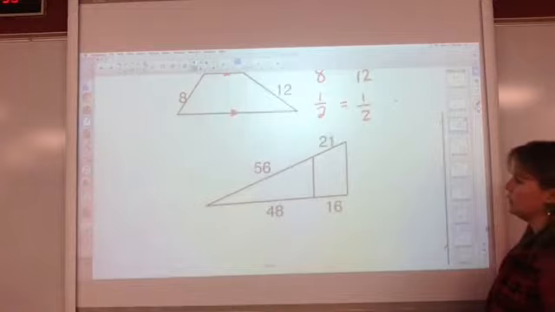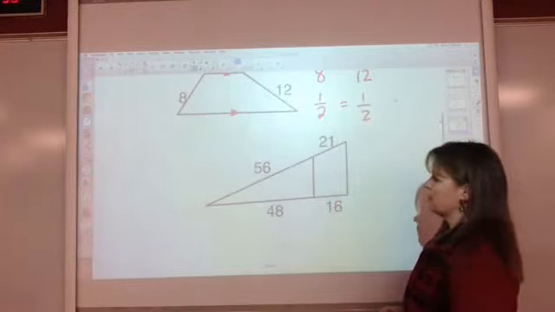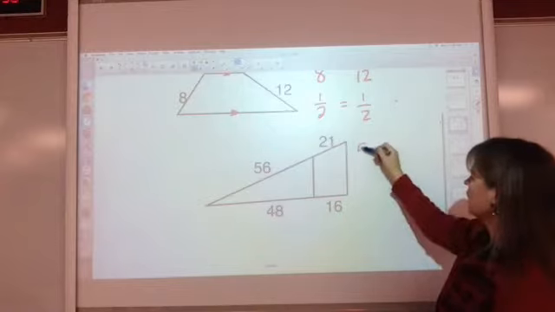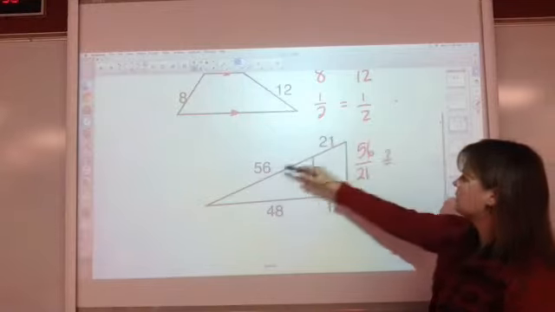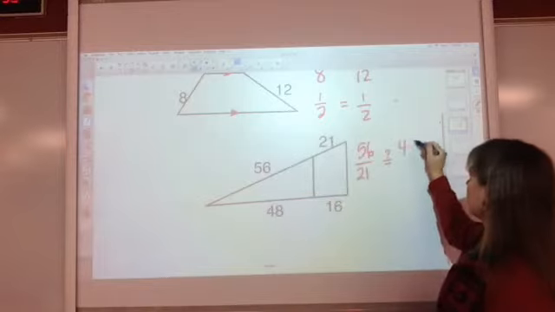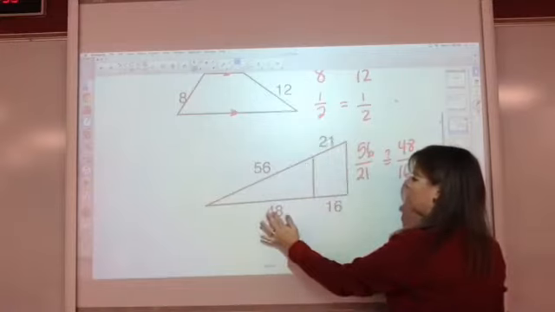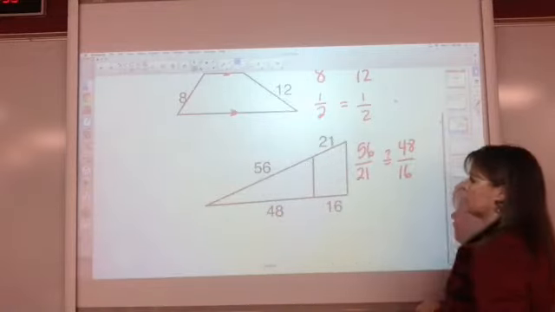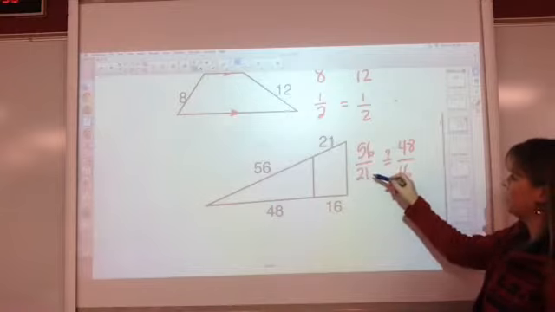Try it with this one. We can do the same. Depending on how you would like to set up the proportion, there's options. You could say 56 over 21. Does that equal 48 over 16? As long as you go top to top, left to right, and the bottom is left to right, then it can work. 56 over 21, how does that reduce?